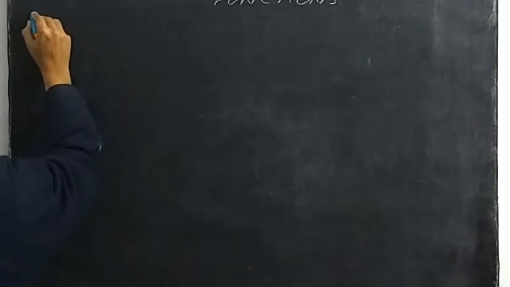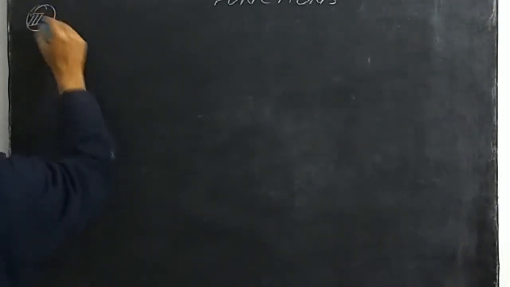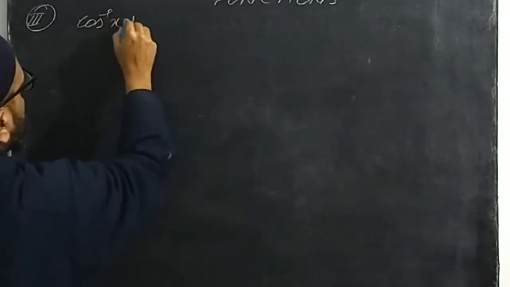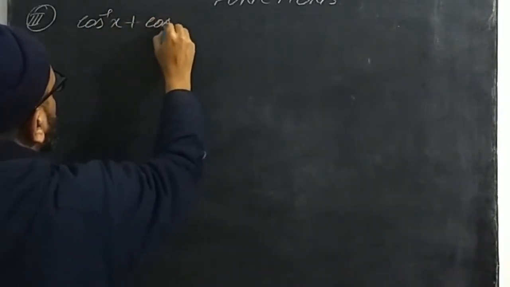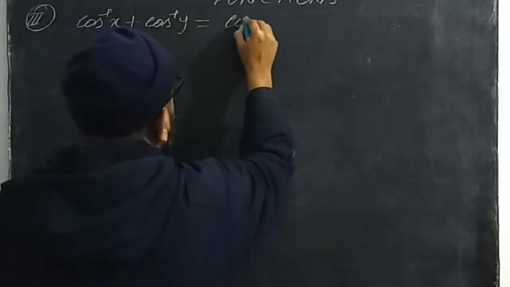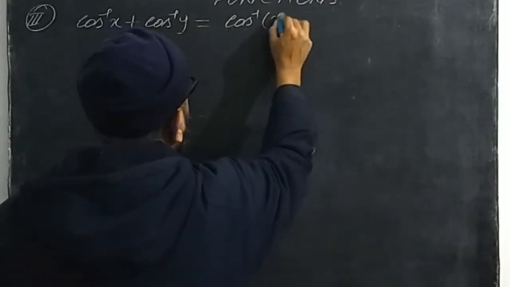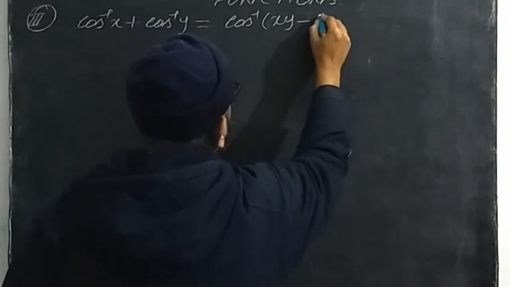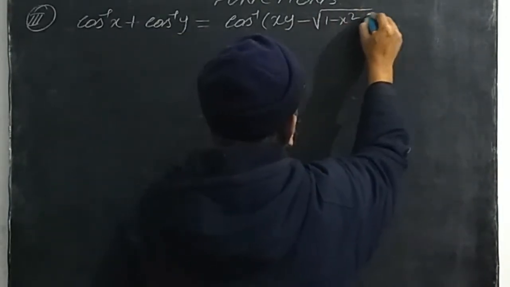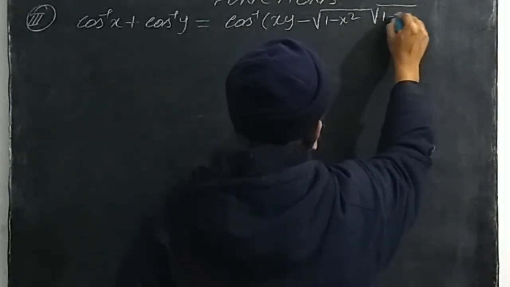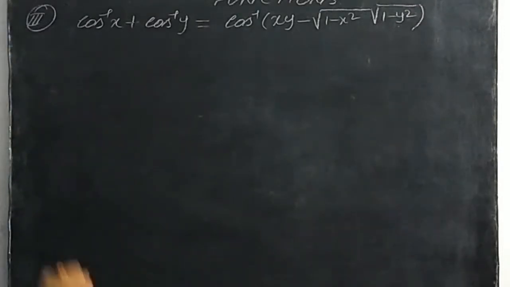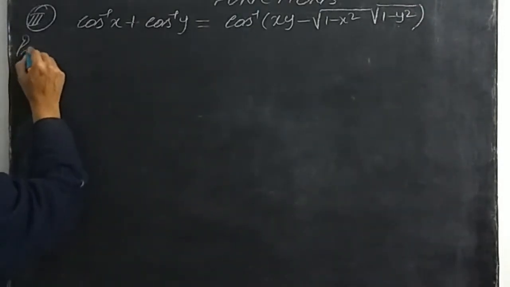Now the third formula is cos inverse x plus cos inverse y is equal to cos inverse of xy minus under root 1 minus x square under root 1 minus y square. Now we have to prove it.